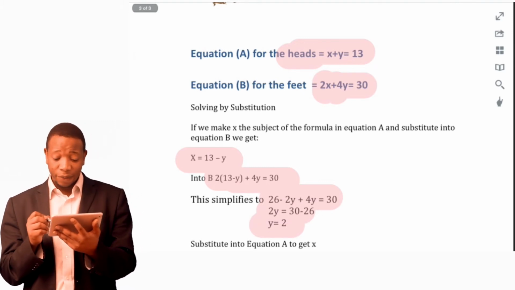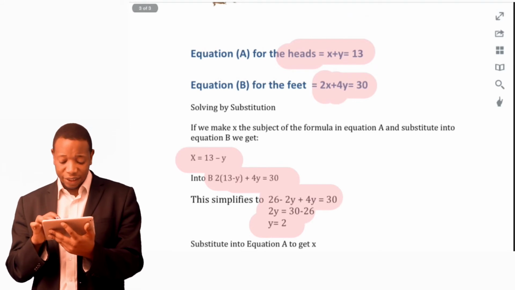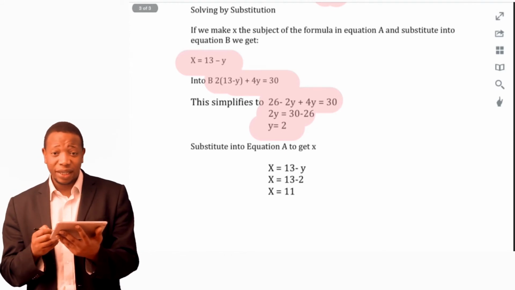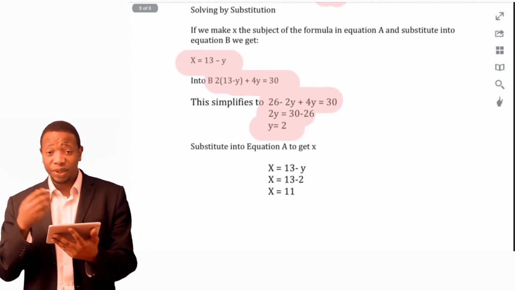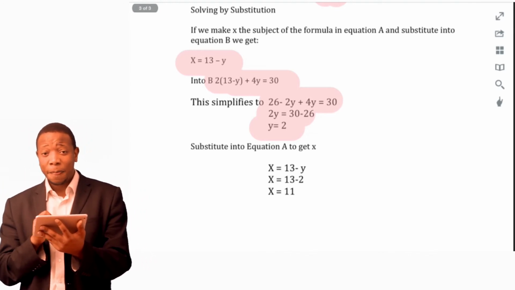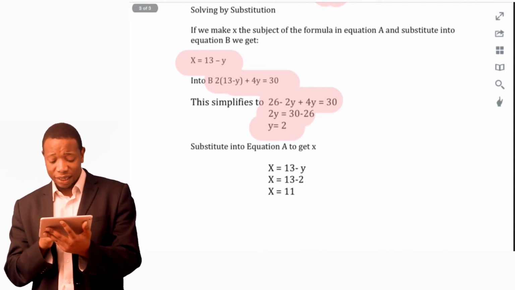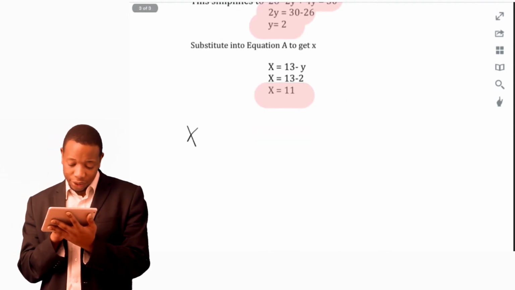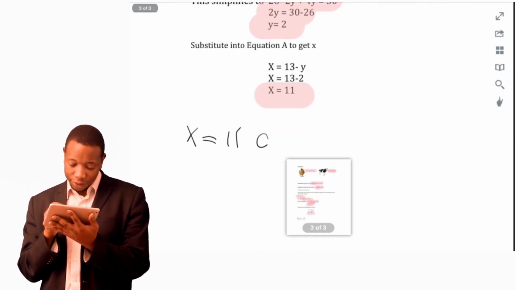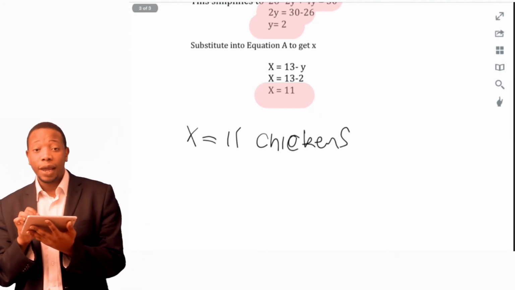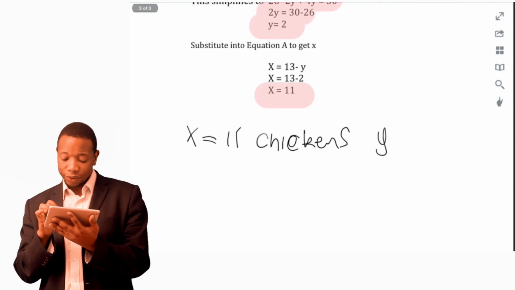Now we found Y. Once we found Y, it makes it easier to find X. So we just go back into either equation 2 or equation 1, but I'm going to take equation 1 because it's easy. We said X was 13 minus Y. So 13 minus 2 is equal to 11. So your X is equal to 11. Now we can test this if we want. X, your chickens, is 11 chickens, and Y is equal to 2.